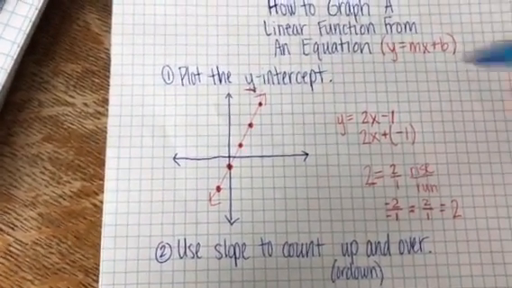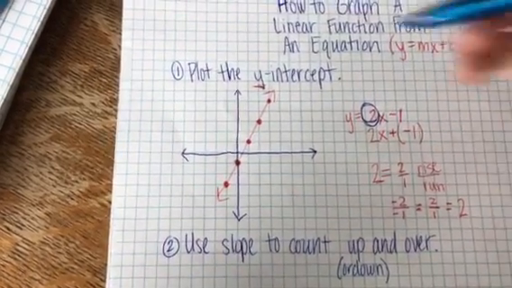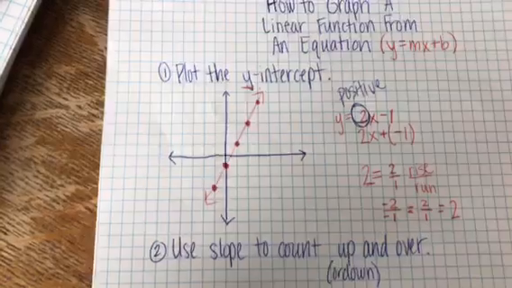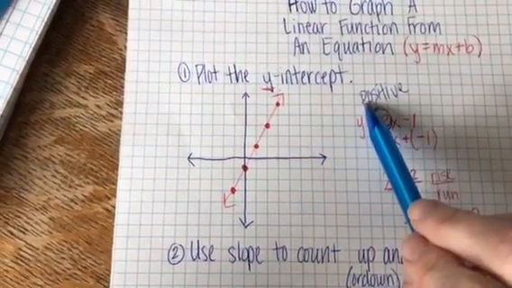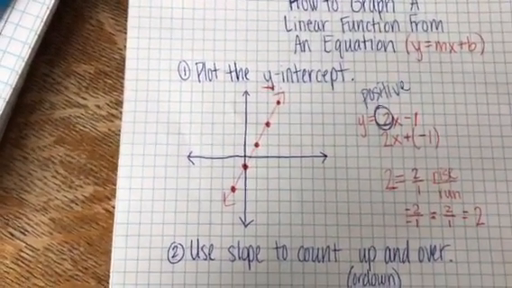It's always good to look before you even start plotting at what kind of slope you have, and some students even like to write it down so that they can remember, oh, my line should be slanting up because I have a positive slope. Yes, it's slanting up. Move on to the next problem.